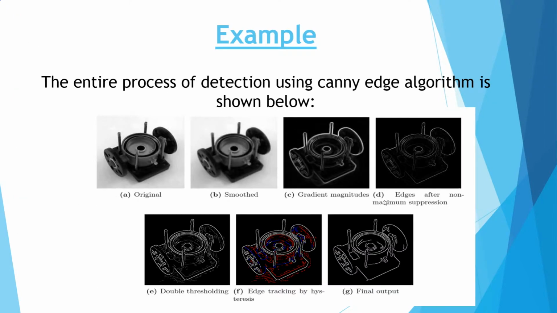Here is an example of the entire application of the Canny edge detector algorithm. First is the original image, and then we smooth the image to filter out the high frequency noise. Then we find the gradient magnitudes and direction, and then we apply non-maximum suppression on the edges. Then we use double thresholding, and the edges are tracked by hysteresis. We get the final clear, sharp output of the edge detected image.